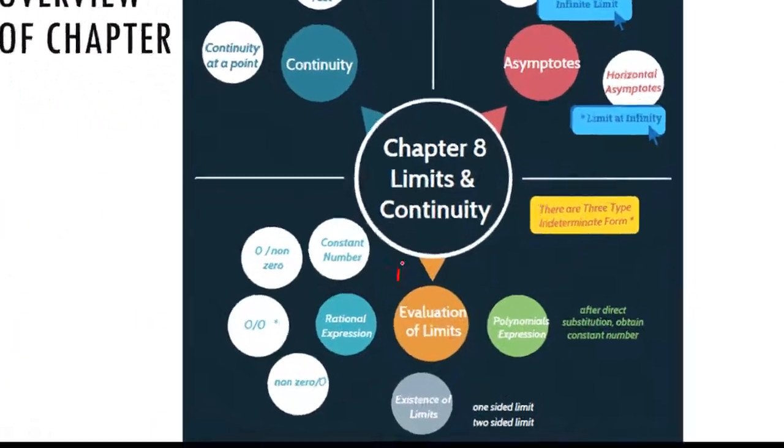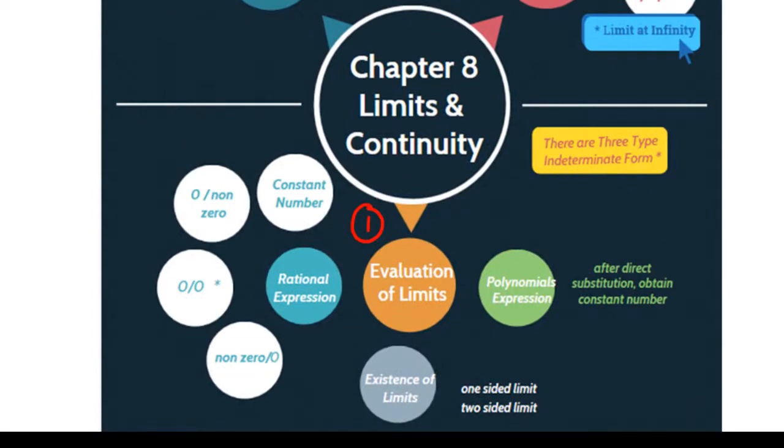Overview of the chapter. We divide it into three types. First, we need to know the evaluation of limits. Second one is asymptote, and third one is continuity. For the evaluation of limit, we will divide it into polynomial expression, rational expression, and also the existence of limit. Existence of limit is very important in helping us.